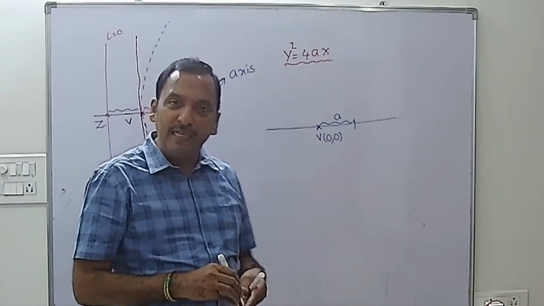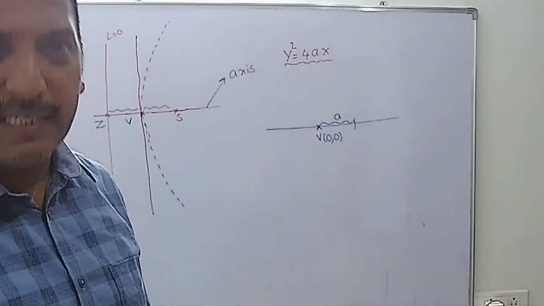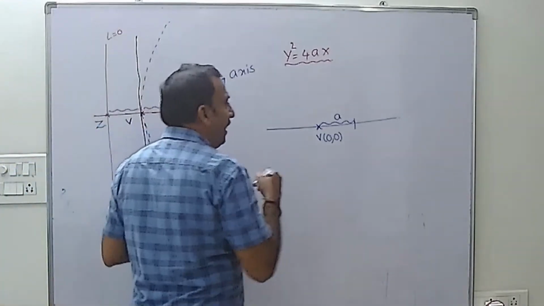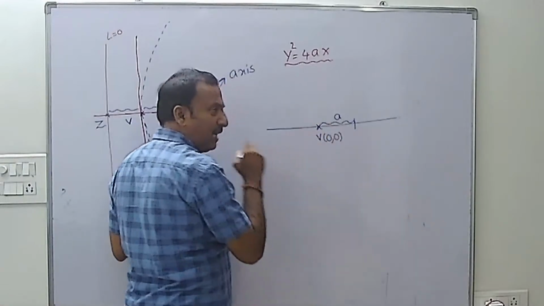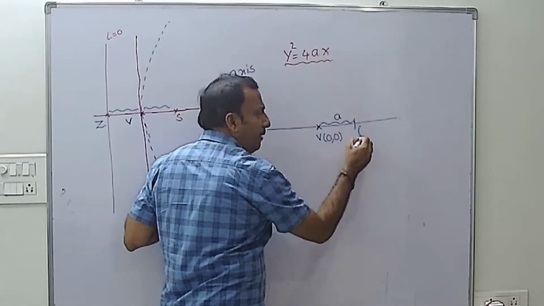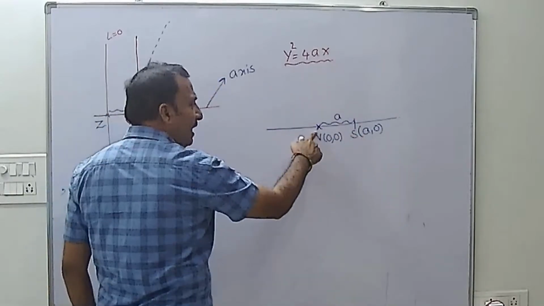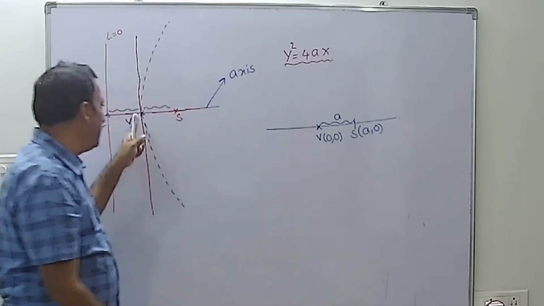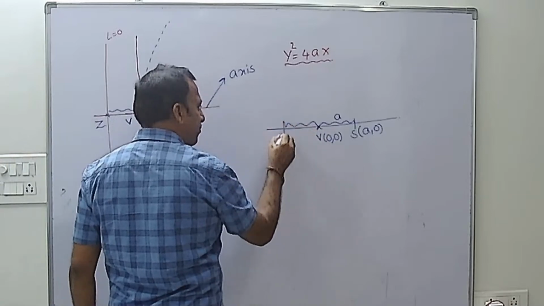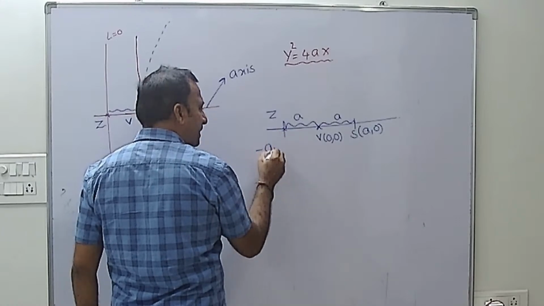What are we assuming? First, the axis of the parabola is the x-axis, the vertex of the parabola is at the origin, and the focus is at a distance of a units from the vertex on the positive side. Then this point, the focus, becomes (a, 0). But we know that the vertex is the midpoint of Z and S. If this distance is a, then the distance to Z is also a units. Then Z becomes (minus a, 0).